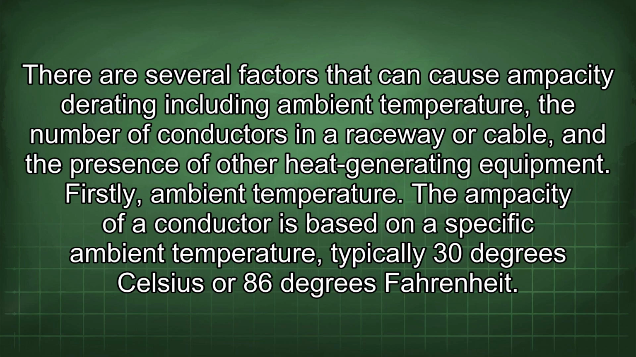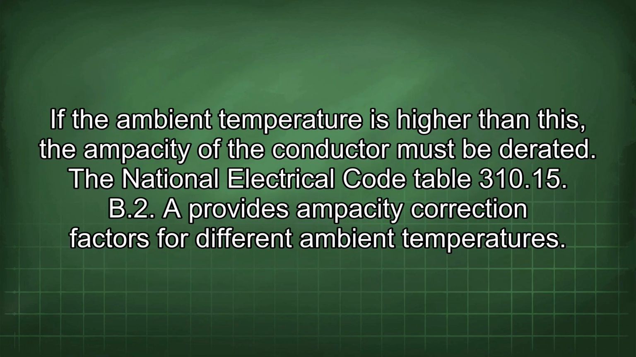Firstly, ambient temperature. The ampacity of a conductor is based on a specific ambient temperature, typically 30 degrees Celsius or 86 degrees Fahrenheit. If the ambient temperature is higher than this, the ampacity of the conductor must be derated. The National Electrical Code Table 310.15(B)(2)(a) provides ampacity correction factors for different ambient temperatures.